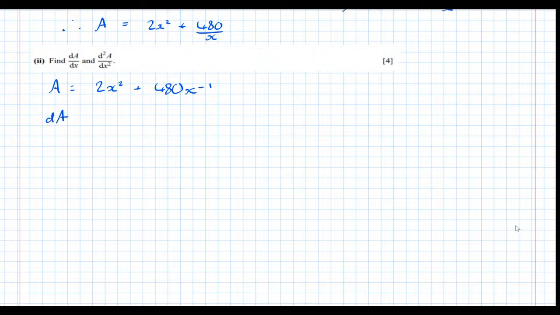Right, dA by dx now equals 4x minus 480 x to the power minus 2, times by the power, take 1 from the power. d2A by dx squared equals 4, times by the power, take 1 from the power, double minus rather, which makes it a plus, 960 x to the minus 3. So we've done that. Finally, part 3.